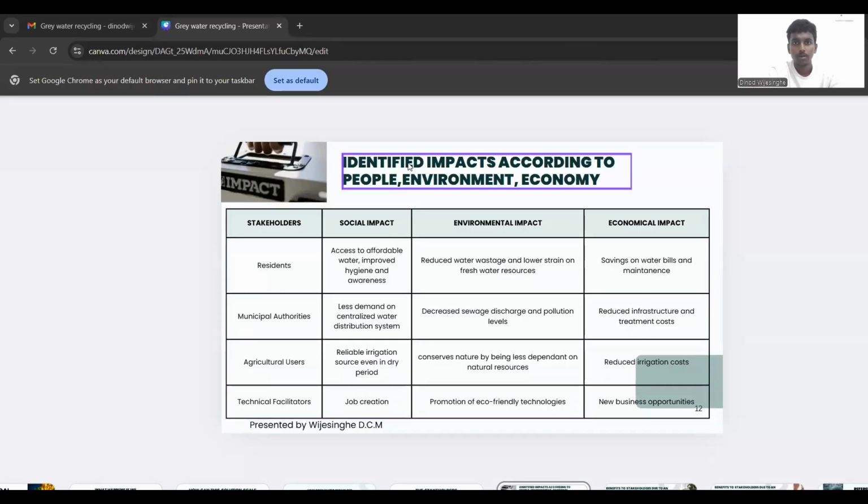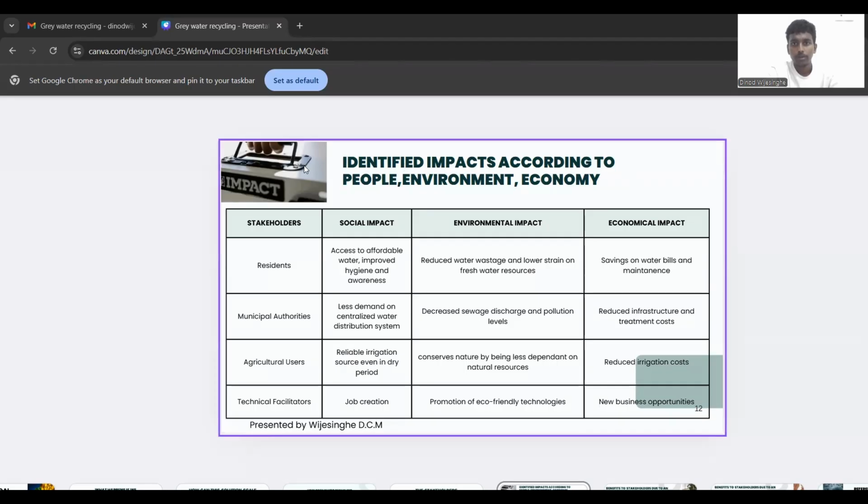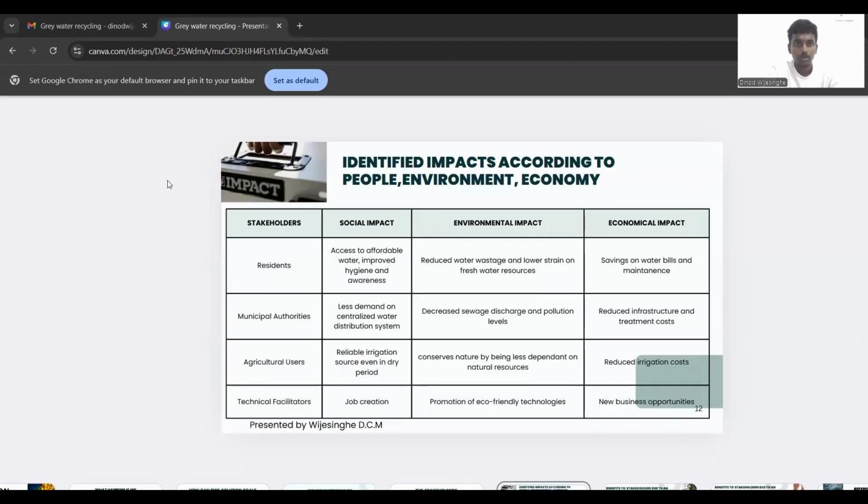Identified impacts according to people, environment, economy. Stakeholders, social impact, environmental impact, economic impact. Residents: access to affordable water, improved hygiene and awareness; reduced water wastage and lower strain on freshwater resources; saving on water bills and maintenance.